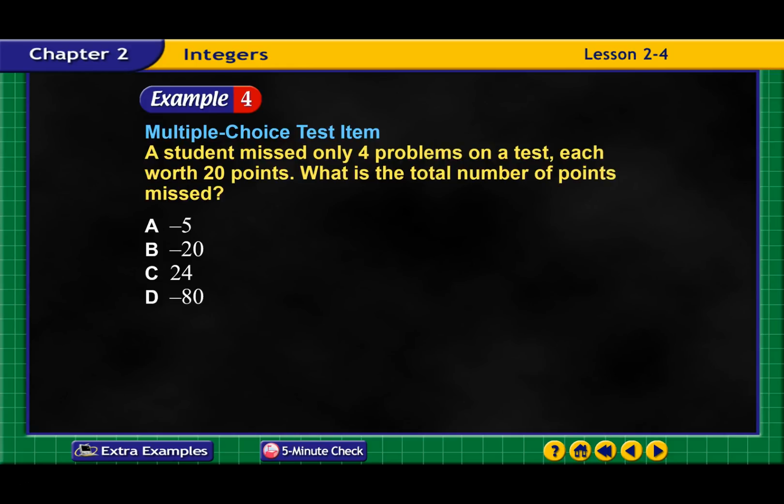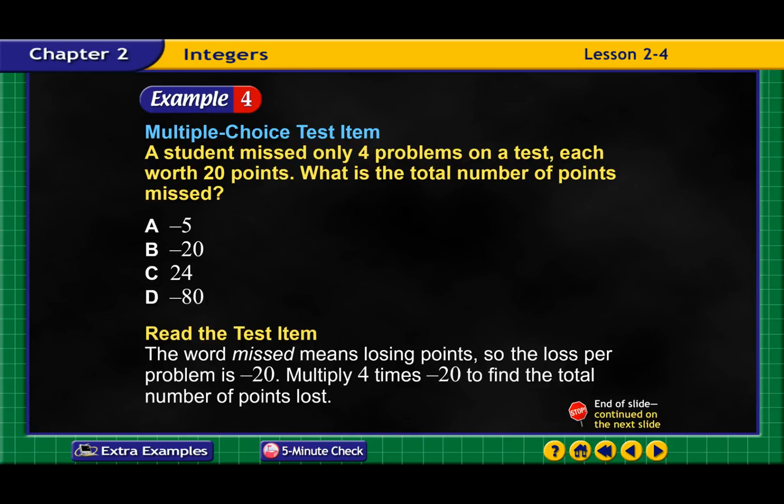All right, multiple choice items. You might see this on every single test. A student missed only 4 problems on a test. Each test is worth 20 points. What's the total number of points he has missed? So we have 5, -5, -20, 24, or 80.